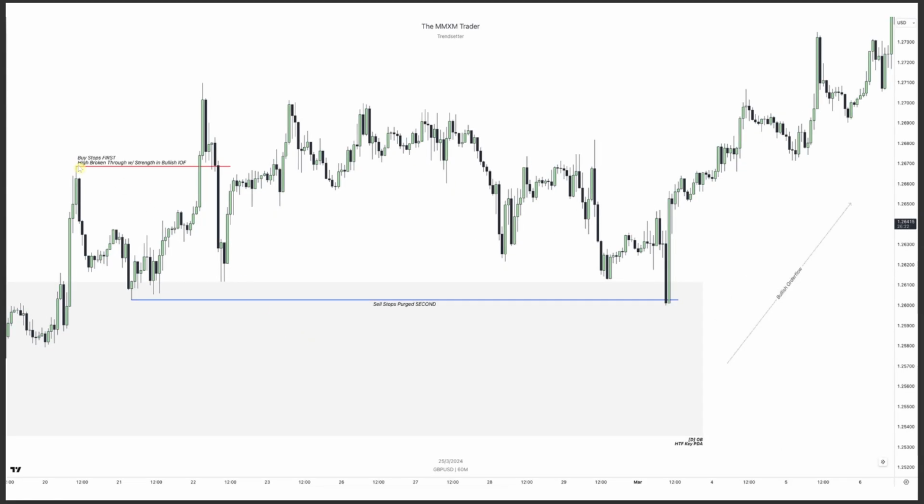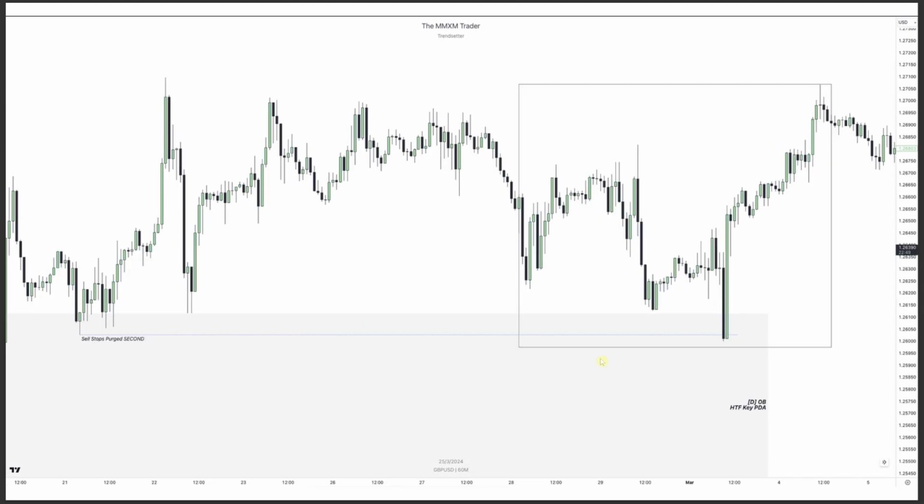Right, we start off with this range high and this range low, right? We can see buy stops are being taken out first over here, and notice how that high gets broken through with strength, right? So that indicates bullish institutional order flow. Now we want to pair up those buy stops with sell stops, right? So we're gonna outline our range low down here, and we're gonna purge that second.